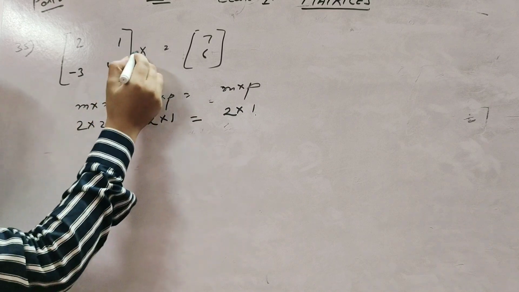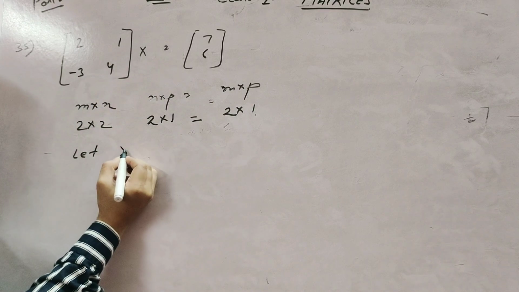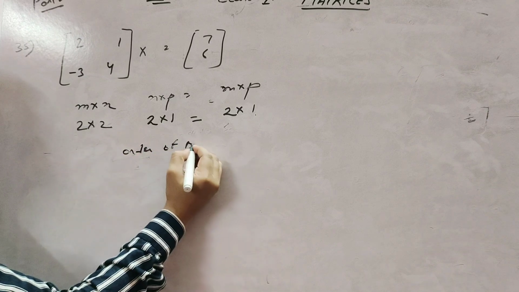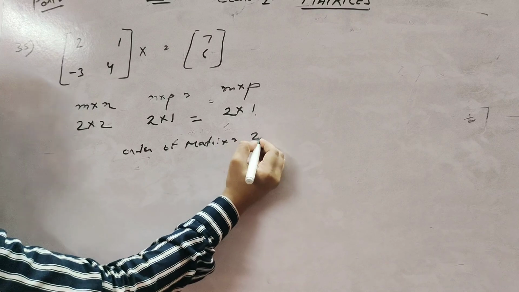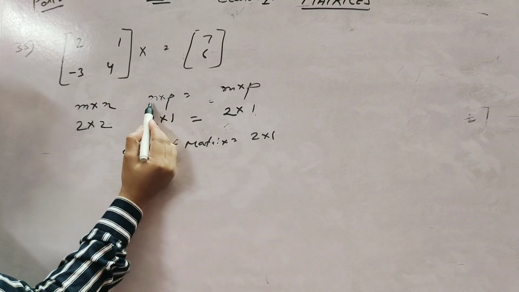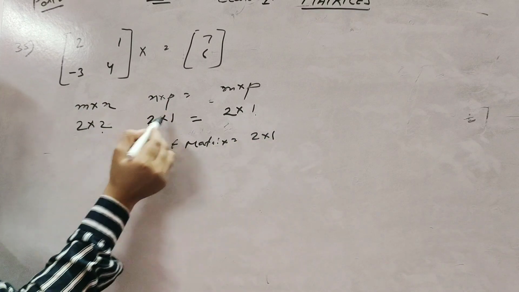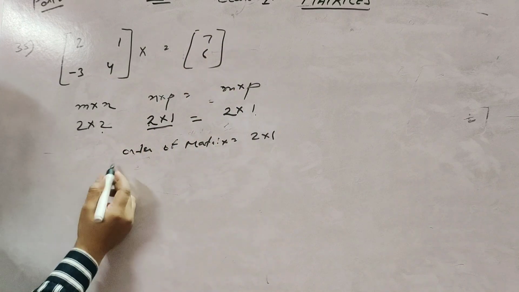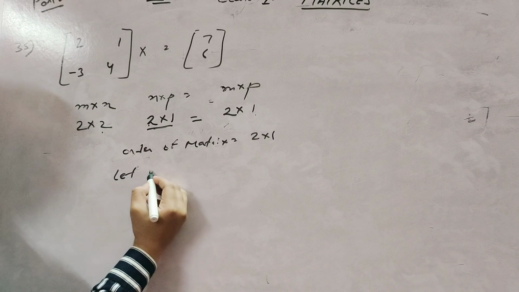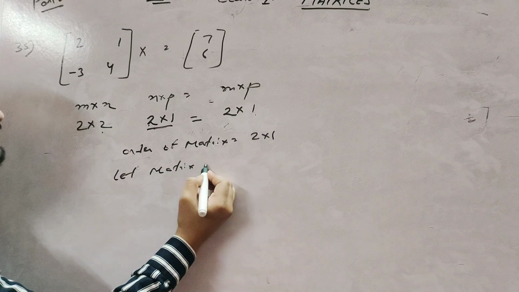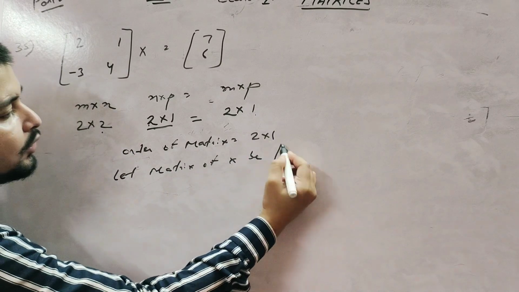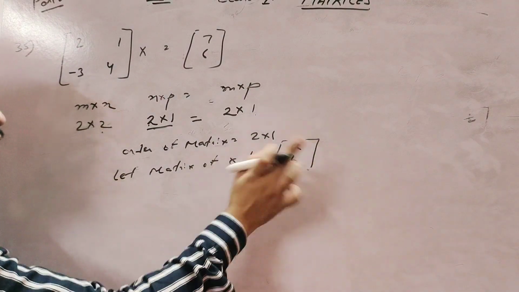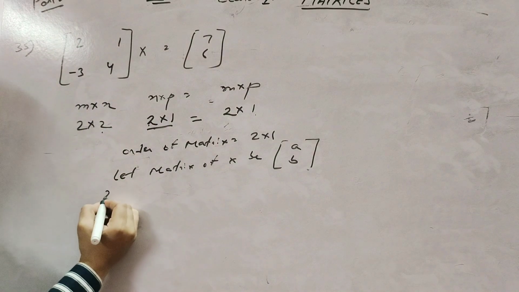That means for the matrix X, let the order of matrix X equal 2 into 1, because n into p, n is 2 here and p is 1 here. So 2 into 1 means 2 row and 1 column. So let matrix X be 2 row 1 column. Clear? So note down the question.